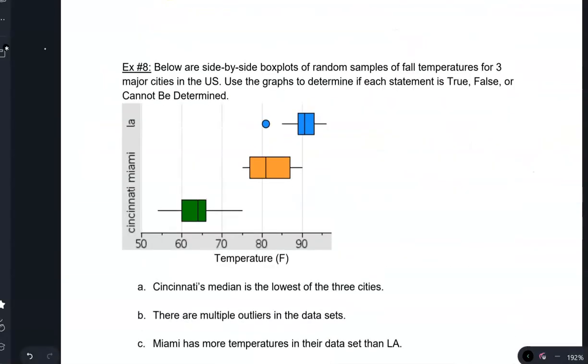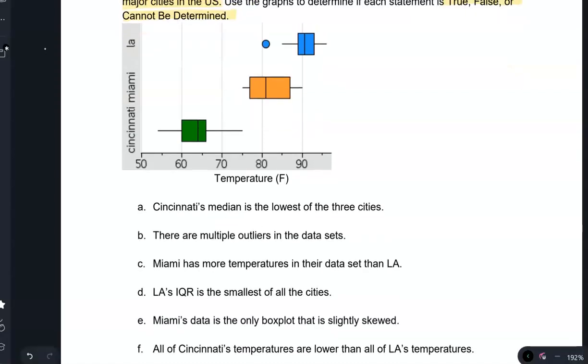All right, getting down to the end. New example, going more in detail on comparing our distributions, seeing what we can say based off of box plots and what we can't say. We've got side-by-side box plots of random samples of fall temperatures for 3 major cities in the U.S. We're going to determine if each statement is true, false, or cannot be determined.